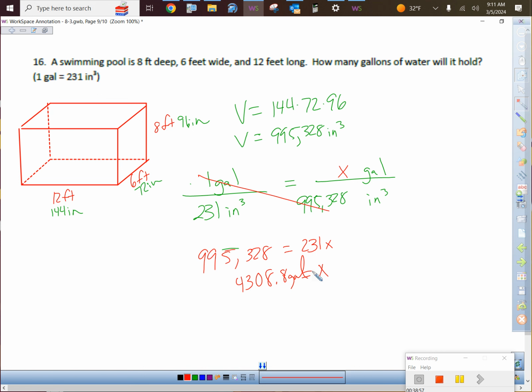Could you imagine taking gallons of milk and trying to fill that thing up? You'd have to do it over 4,300 times. That's a lot of water.